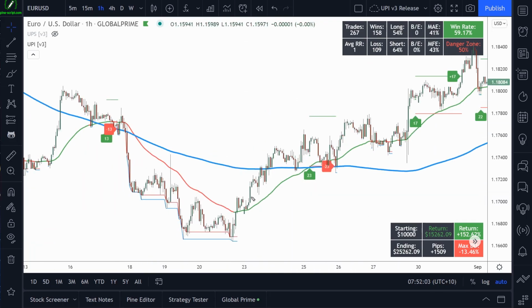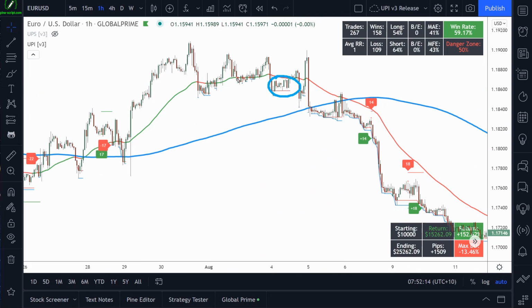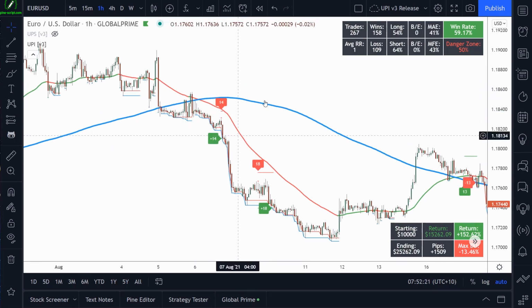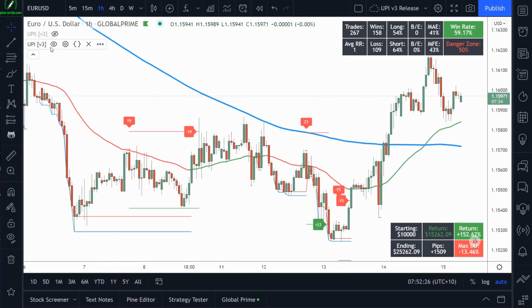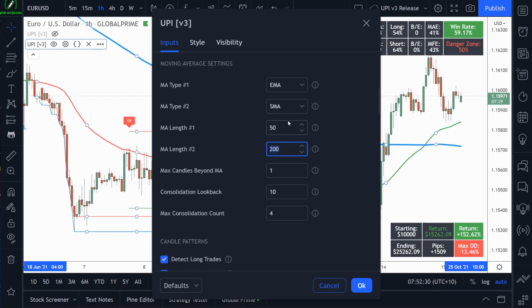So any long trades that are detected below the 200 SMA but above the 50 EMA will not be considered valid. And same for short trades. The script will not take any short trades that occur below the 50 EMA but above the 200 EMA. So this is just another filter to try to keep you on the right side of momentum and the trend. Again, I encourage you to play around with this filter based on whichever markets and timeframes you're trading. To disable the second MA, just set it to a 0 length, and then the script will stop using it.